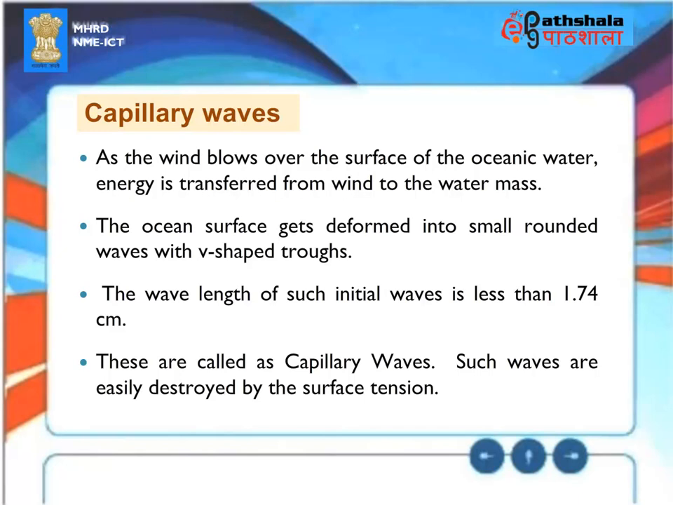Capillary waves. As the wind blows over the surface of the oceanic water, energy is transferred from wind to the water mass. The ocean surface gets deformed into small rounded waves with V-shaped troughs. The wavelength of such initial waves is less than 1.74 centimeters. These are called capillary waves. Such waves are easily destroyed by the surface tension.